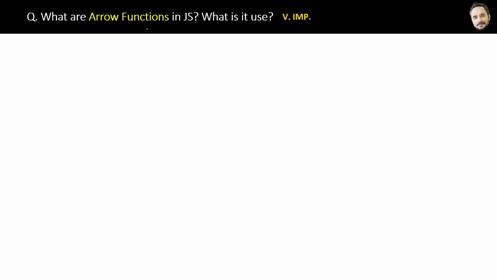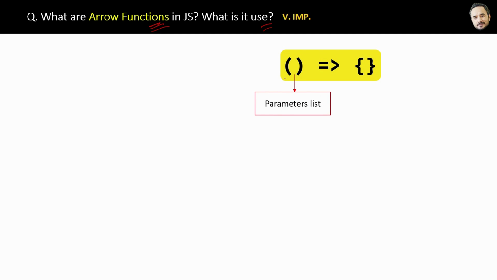What are arrow functions in JavaScript? What is its use? Nowadays, arrow functions are a very important part of any programming language. It is used everywhere in JavaScript applications. And arrow function is just a shortcut way of writing the normal functions. Like in normal functions, we have a parameter list and a function body, right? Similarly, in arrow functions, we have round brackets, arrow operator, and curly braces.